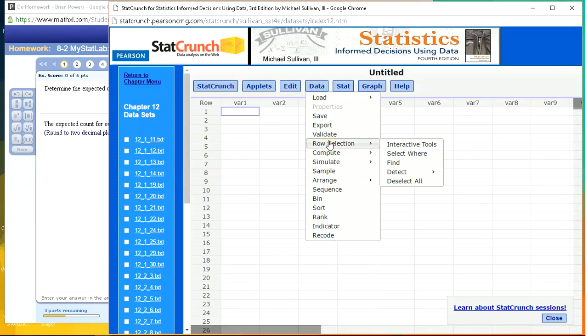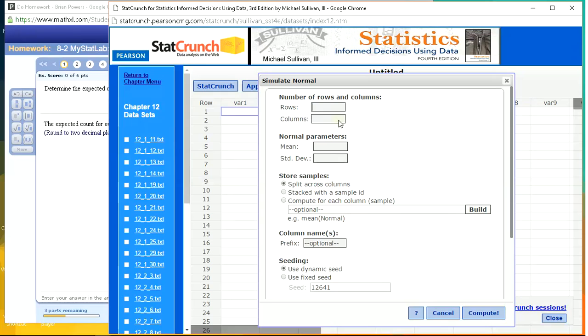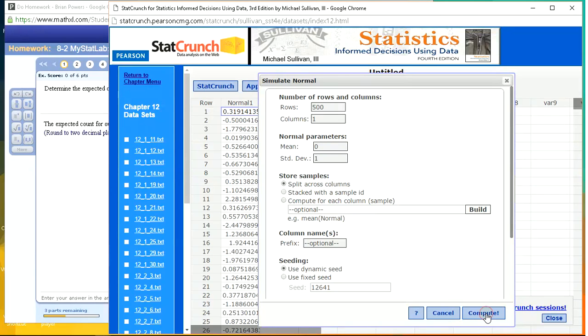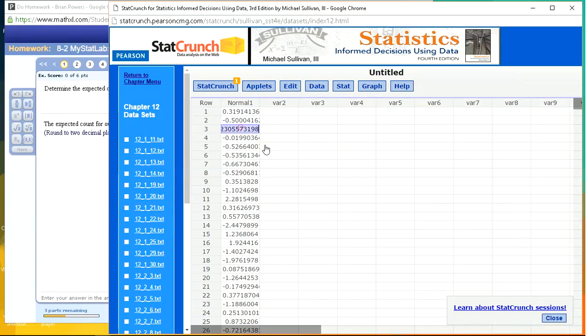So just to introduce the idea a little bit, I'm going to show a couple of things in StatCrunch. I'm going to simulate some data from a normal distribution. I'm going to put 500 rows, one column, with a mean of 0 and a standard deviation of 1. So remember, that's a standard normal distribution. If I just went down the list, these are all random numbers that have been generated by the software.